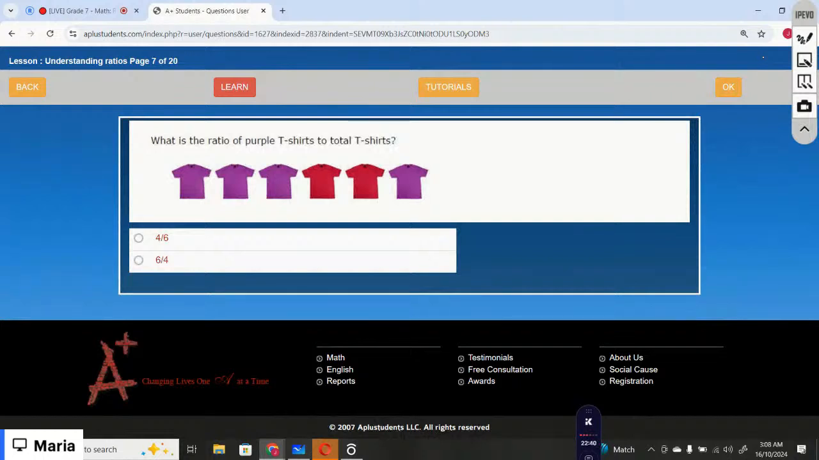What is the ratio of the purple t-shirt to total t-shirts? So which is the correct option? The correct option is 4 to 6. Option number 1 is the correct option. You have 4 purple t-shirts and total 6. So that is 4 to 6.